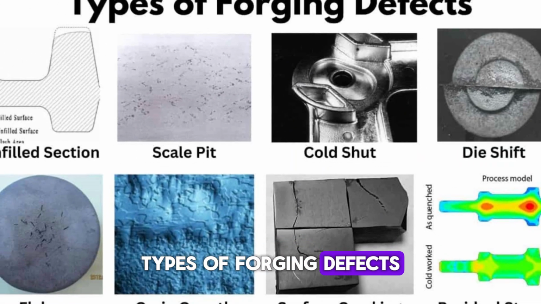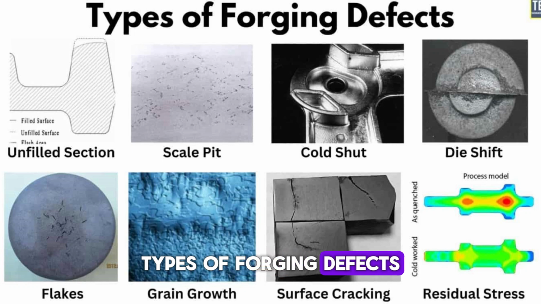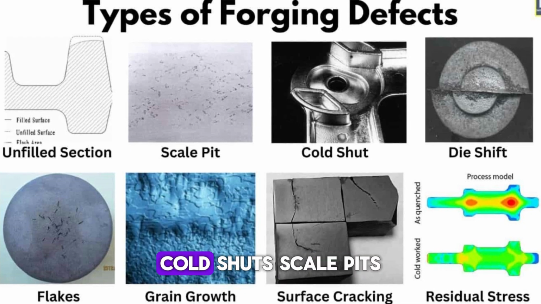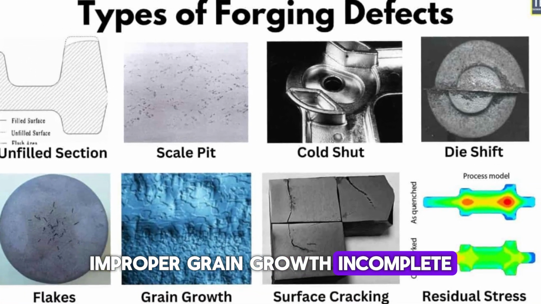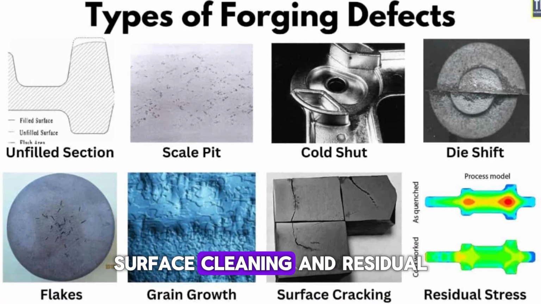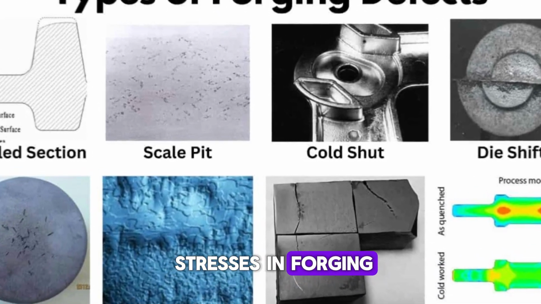Types of forging defects. Types of forging defects include unfilled sections, cold shuts, scale pits, die shift, flakes, improper grain growth, incomplete forging penetration, surface cracking, and residual stresses in forging.